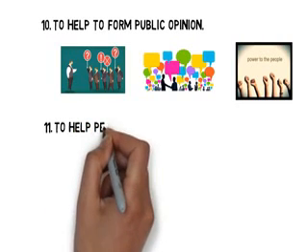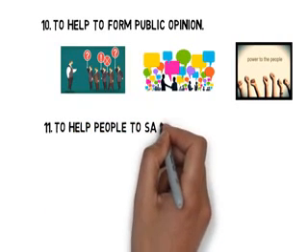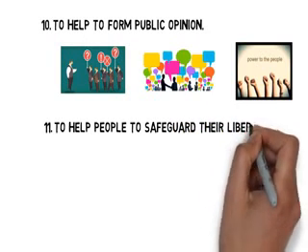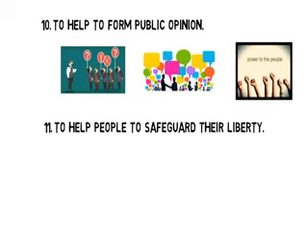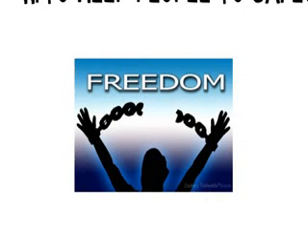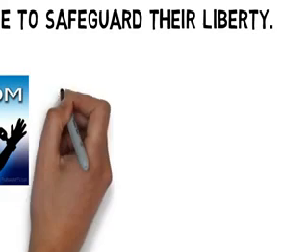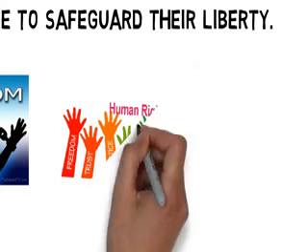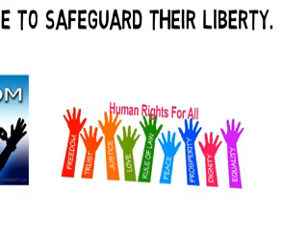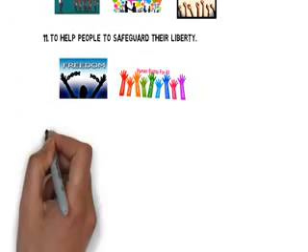Next, to help people to safeguard their liberty. Freedom is the most important aspect of one's life, and therefore we must understand that man is born free by birth, and his freedom cannot be curtailed by any other organization. In fact, in modern times, or since time immemorial, people have fought for the very essence of freedom and liberty, and therefore political science helps us to understand the importance of freedom in the contemporary era, as well as to appreciate and support the struggle for freedom and liberty.